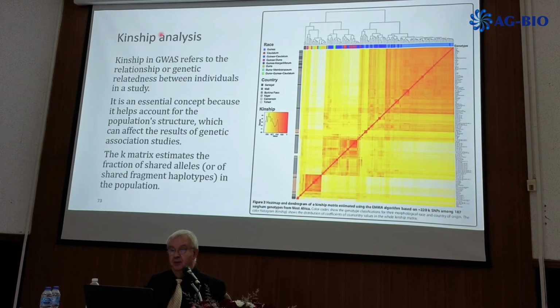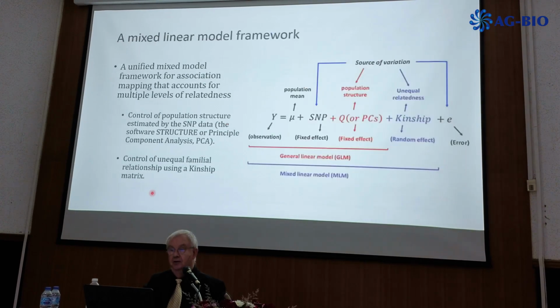Here also in the kinship analysis, in GWAS, it refers to the relation or genetic relatedness between individuals. Here you see a large number of individuals, and this block is a block of individuals which are highly related also. This block as a whole is related, but within this block you see that these are very related. The K matrix estimates the fraction of shared alleles. So this is all based on shared alleles or shared fragments of haplotypes in the population.